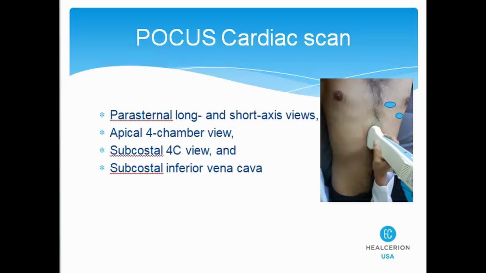Evaluation of the heart is achieved with some basic views such as a parasternal long axis view and parasternal short axis view, and the apical four chamber view and the subcostal view, and we also use the subcostal view to look for the inferior vena cava for the volume status of the patient.